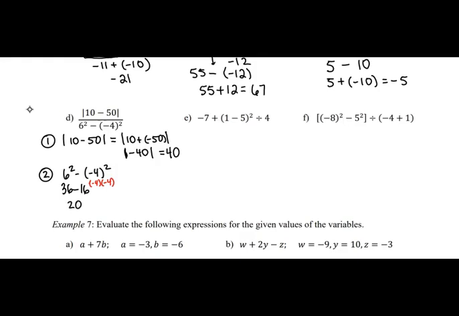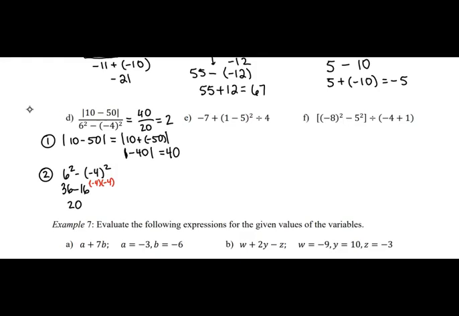So in step 3, I'm going to put everything together. I have 40 on top from step 1, I have 20 on the bottom from step 2, and 40 divided by 20 gives me 2. The answer to part D is 2.